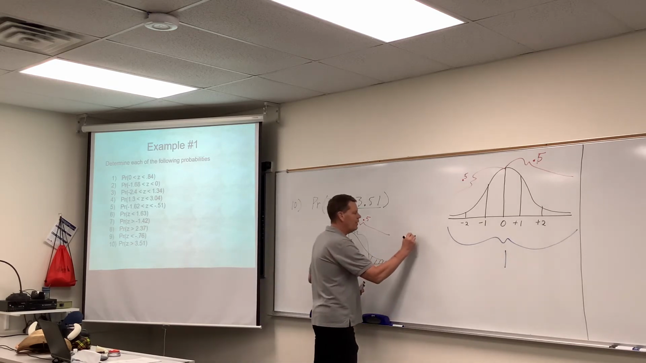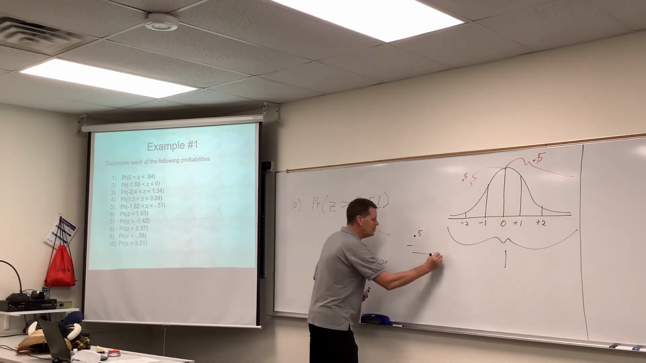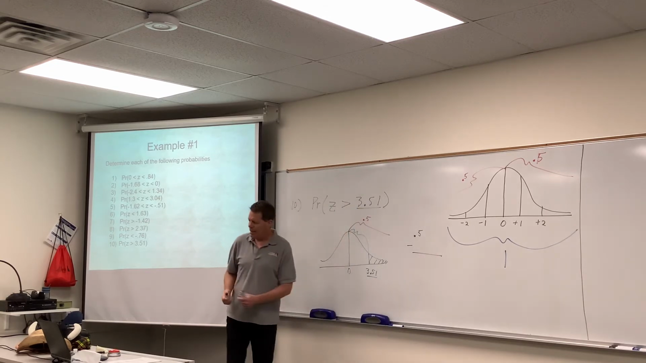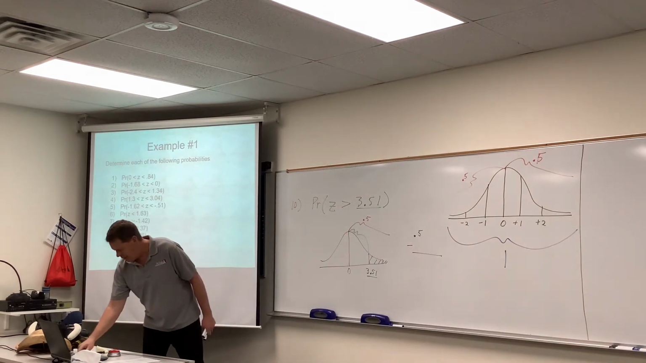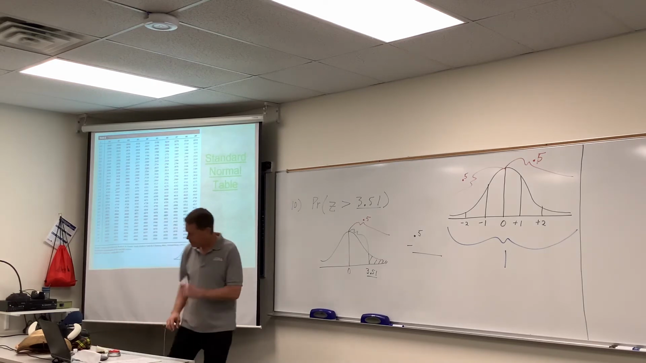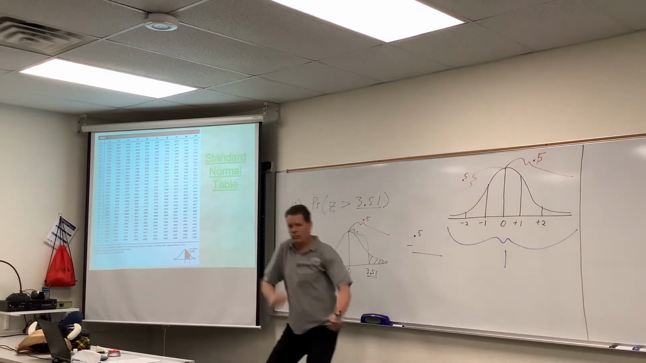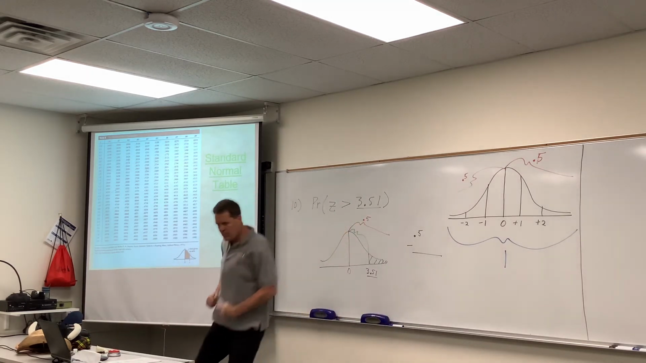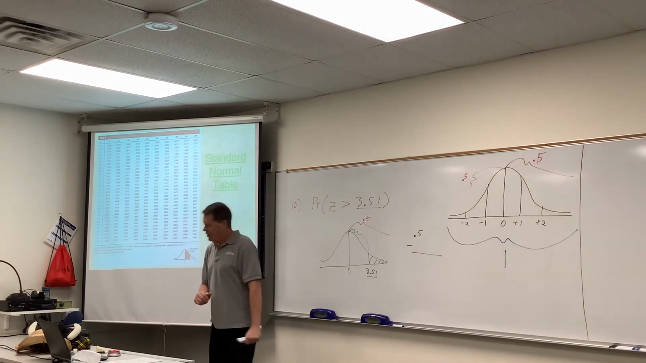So, 0.5 minus middle sliver, and now it's just a matter of going and getting that middle sliver from the table, isn't it? So once we've got our picture in place, we can come over here and say, all right, here we go. Let's go look at the table. Table time.